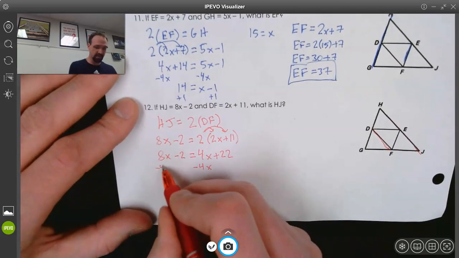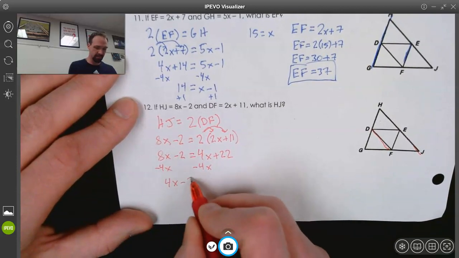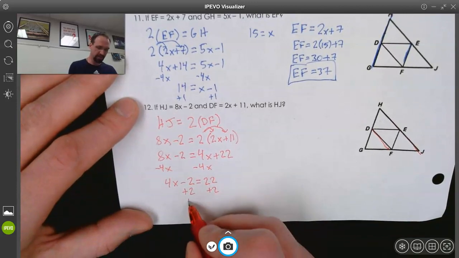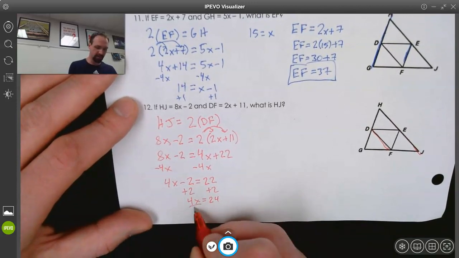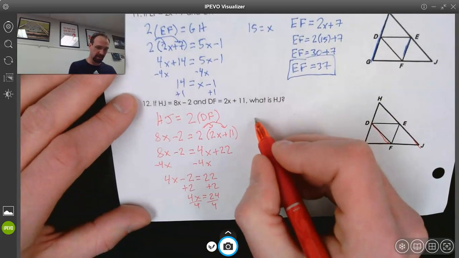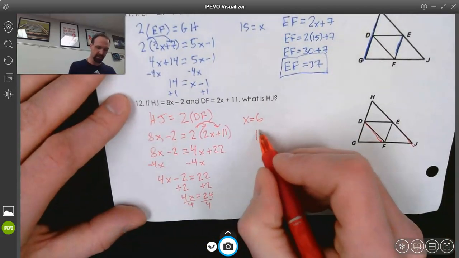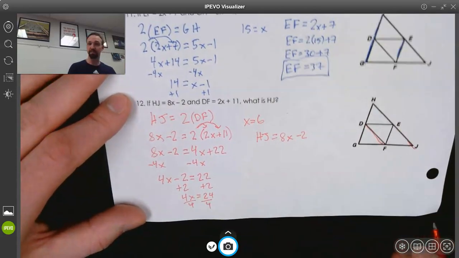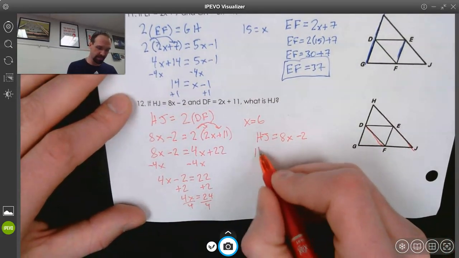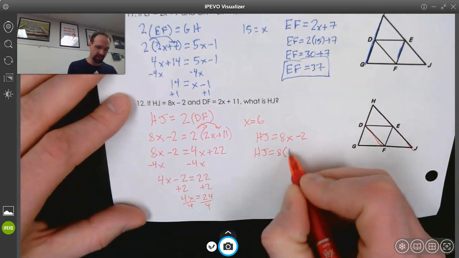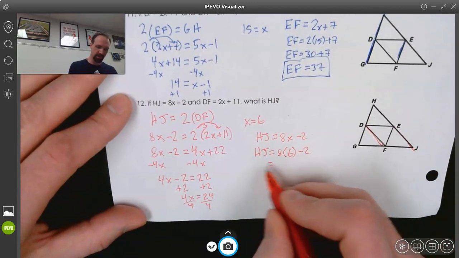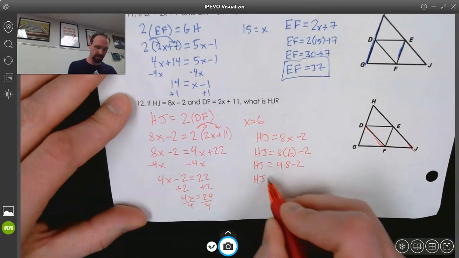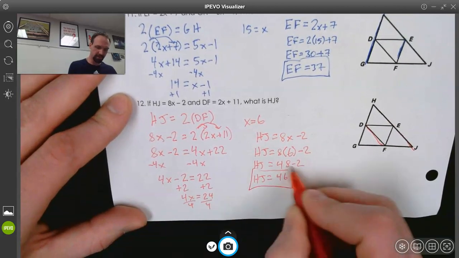Minus 4x on both sides. So you have 4x minus 2 equals 22. Add 2, add 2. Get 4x equals 24. Divide by 4. You get x equals 6. So HJ is 8x minus 2, substituting in the 6 for the x, gives us 8 times 6, so 48 minus 2. HJ equals 46.